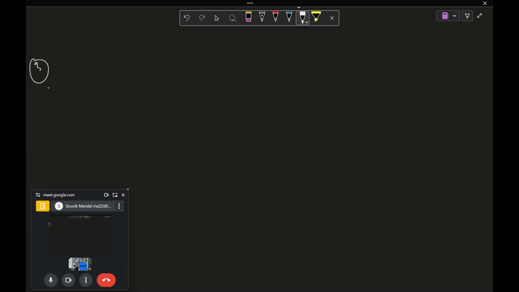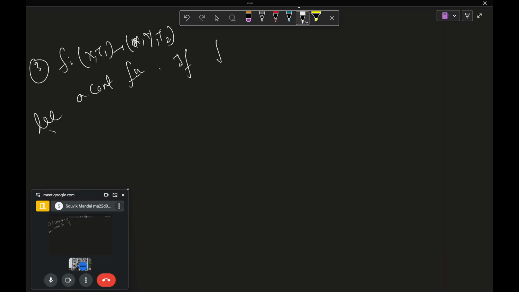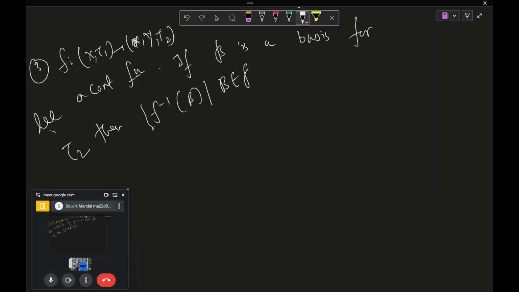So yeah, the next question is as follows. Let f from X, tau 1 to Y, tau 2 be a continuous function. And if beta is a basis for tau 2, then f inverse of beta is necessarily a basis of tau 1.